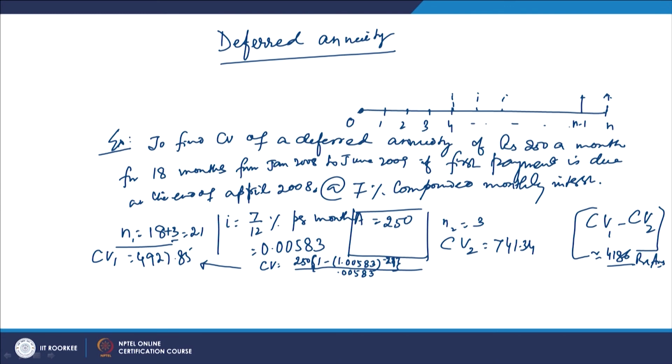That is how these problems related to deferred annuities are solved. There are many other ways to solve such cases, because you can have the future values at a certain time, and then you can have the equivalent amount at the present time. All these things can be done using these compounding formulas.